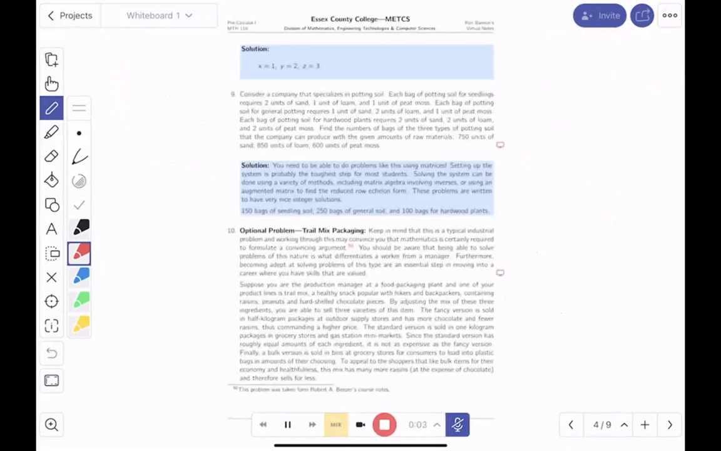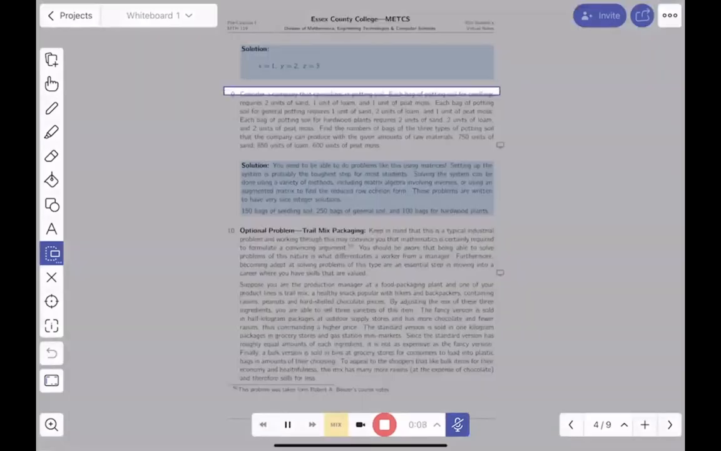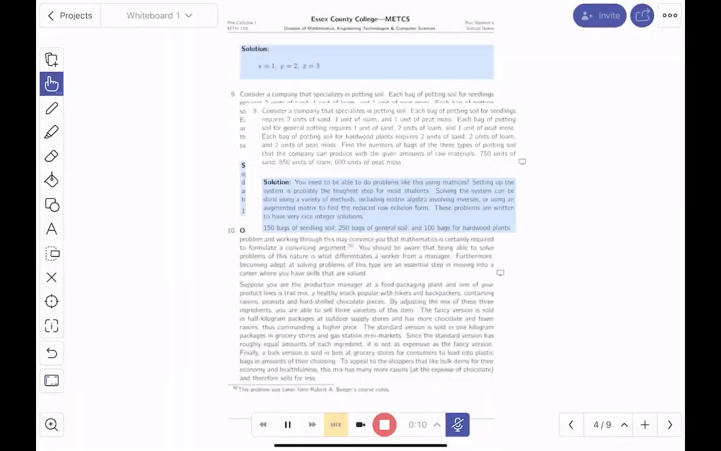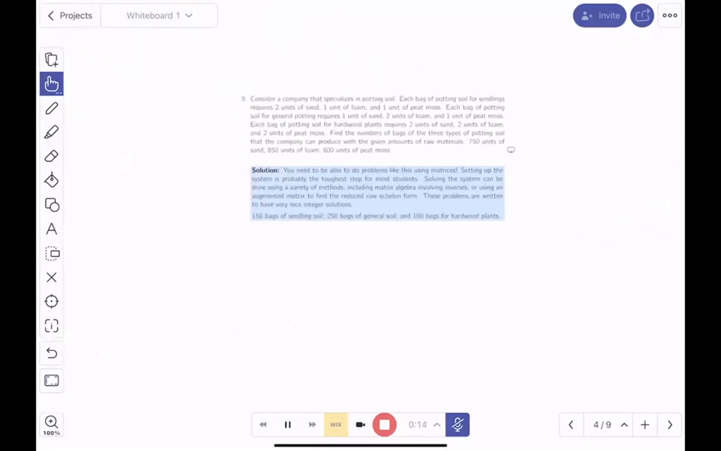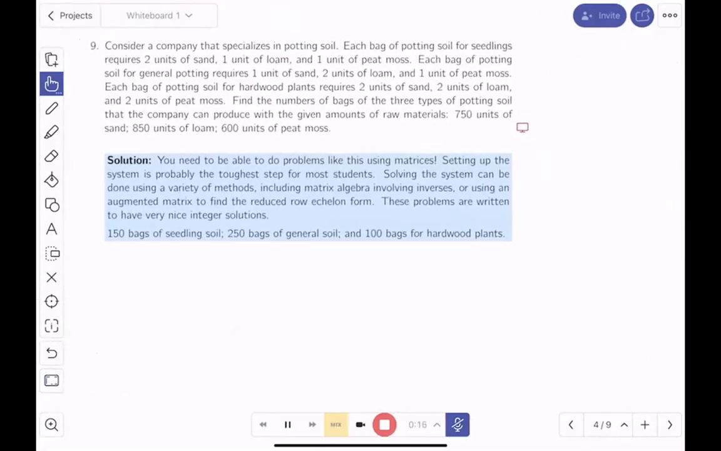And number 9. All right. Number 9 is like a tough one. All right. A word problem. I'm going to put a little box around it. And I'm going to pull this on the side. Get rid of this thing over here. And let's talk about it. All right. In stages, by the way.